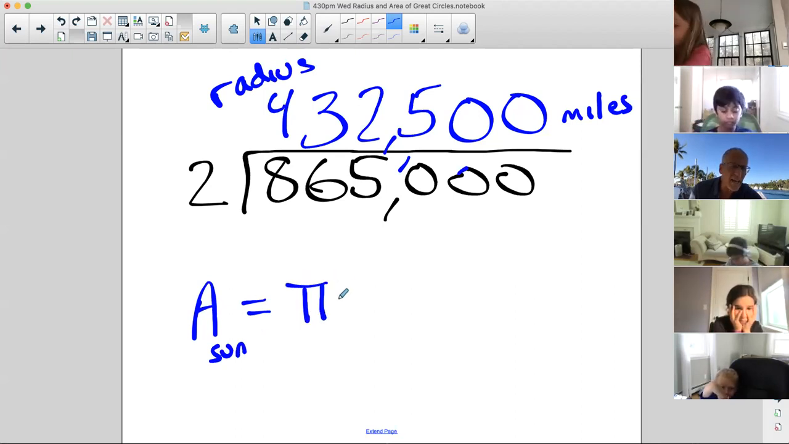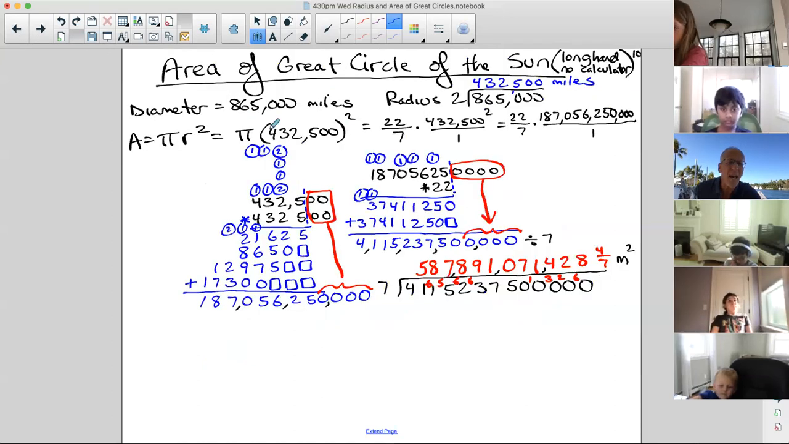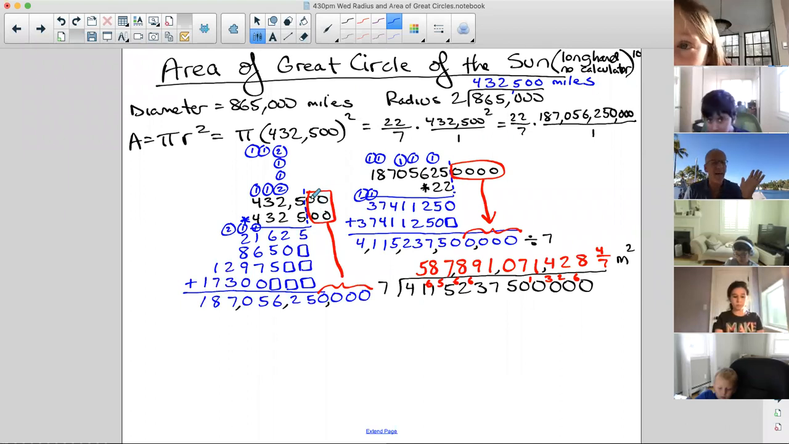Now, all we have to do to find the area of the great circle of the sun is pi times 432,500 squared. Now, that looks pretty difficult, doesn't it? But let's look at the way Mr. Kramer did it. I wrote out 432,500, but I cast away the zeros. There are 4 zeros that I pushed to the side.